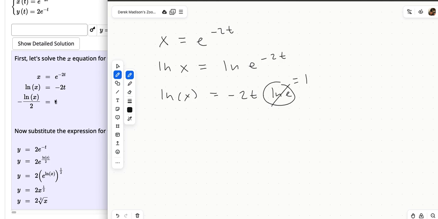Once they do that, and remember our goal here is to manipulate these two equations to eliminate the parameter t, so we're trying to substitute the t out, which we now have t in terms of x, so I can plug that in for the t in this equation, which is what they did right there. And yep, those double negatives just canceled each other, and now we have this.